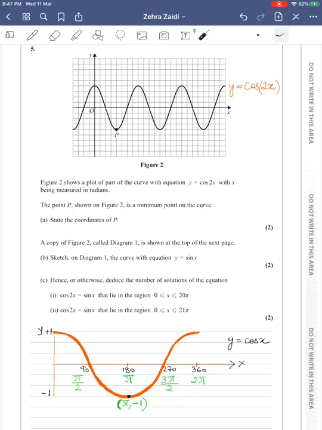Keeping that in mind, if we look at the first trough here, we see that the coordinates of the first trough are pi and -1. So, in this diagram, we have the first trough. So, the x coordinate of this point will be pi divided by 2. So, let's write the x coordinate as pi divided by 2, and the y coordinate remains invariant.